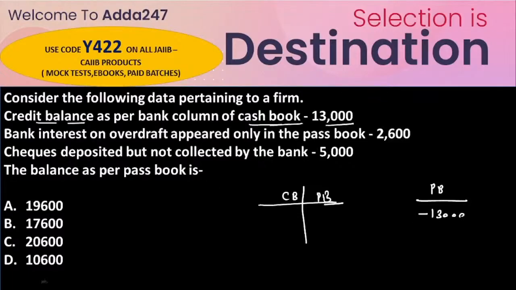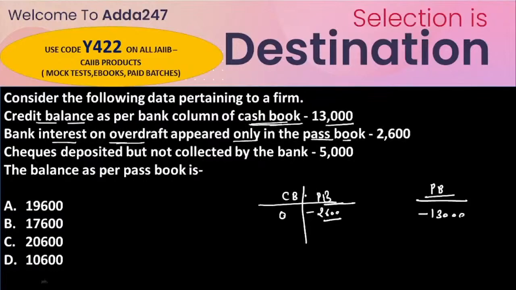All right. After that, bank interest applicable on the overdraft appeared only in the passbook. That means whatever loan you have in the bank account, the bank charges interest on the OD. So if the bank charges interest on the OD, the bank will deduct 2,600 rupees in your bank statement, but you are not aware of that. That means in your cash book this transaction will be reflected as zero. So what we have to do: the first step, if it is giving cash book, we have to write here passbook.